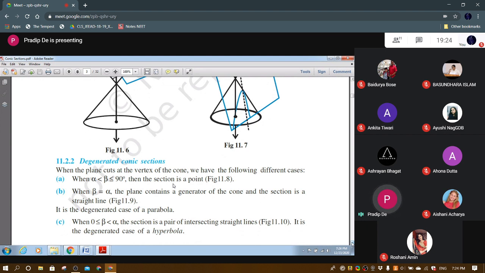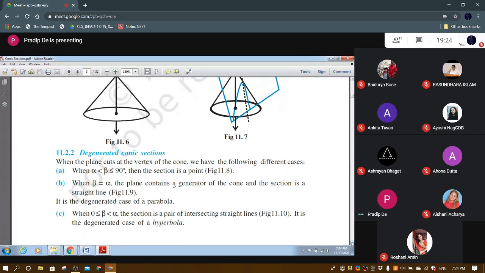So you see how many cases are there. From the double cone, a double napped cone, from the sections of the double napped cone, we get, number one, we started with circle. Then we saw that we may also get a parabola, ellipse, hyperbola, a point circle, a straight line, a pair of straight lines. So many different sections.